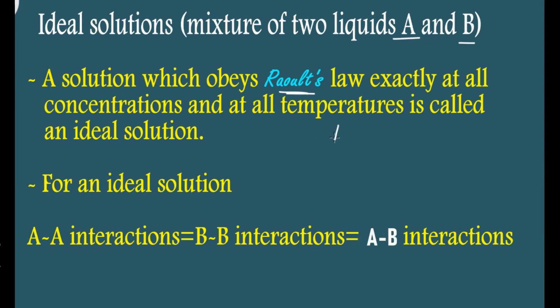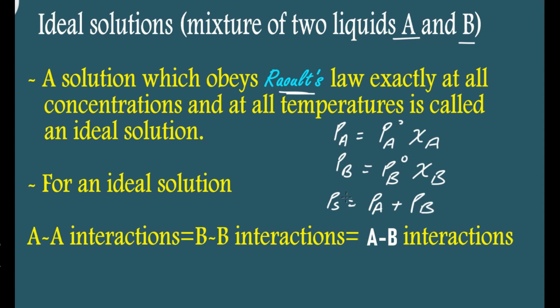Now, what is Raoult's law? Partial pressure of a component A is equal to vapor pressure of pure component A multiplied with mole fraction of A. Partial pressure of component B is equal to vapor pressure of pure component B multiplied with mole fraction of B, and total pressure of the solution is equal to partial pressure of A plus partial pressure of B. This is your Raoult's law, right? Now, for an ideal solution, the solution must follow Raoult's law at all temperatures and concentrations. Then it will be an ideal solution.